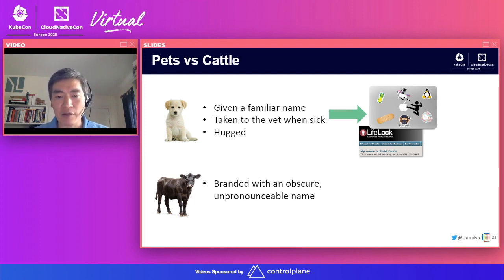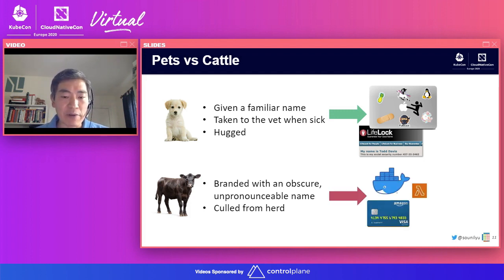Cattle, on the other hand, you brand with an obscure, unpronounceable string of characters, and when it gets sick, you cull it from the herd and you move on. Containers, Lambda functions, and credit card numbers that continuously change are like cattle. When it comes to our pets, we have to CIA them. But when it comes to cattle, we should design them to DIE.